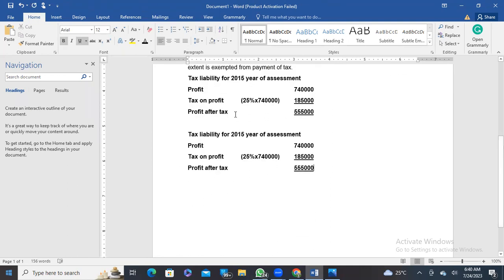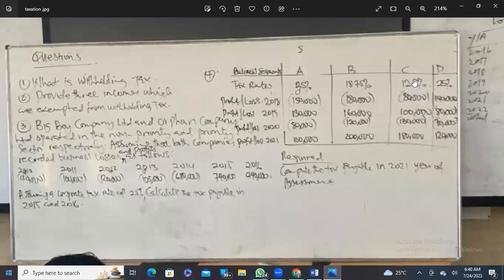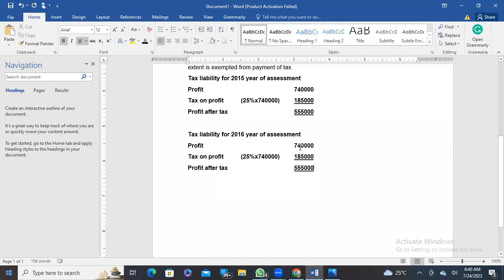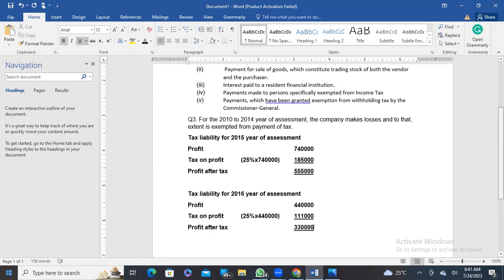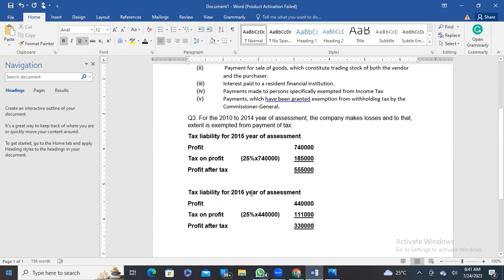Tax liability for 2016 year of assessment. The profit is 440,000. So you put 440 here, and you get 110,000. If I'm deducting from it, then I should be getting 330. So this is my tax liability for 2016 year of assessment. You have answered question 3 successfully. I'll do question 4 in another video to make it simpler.